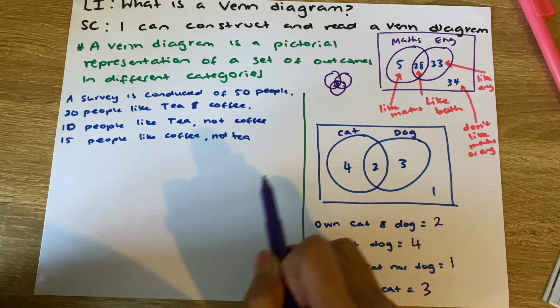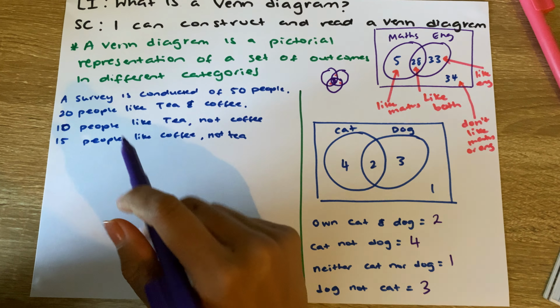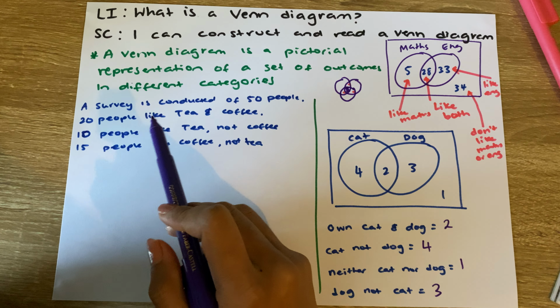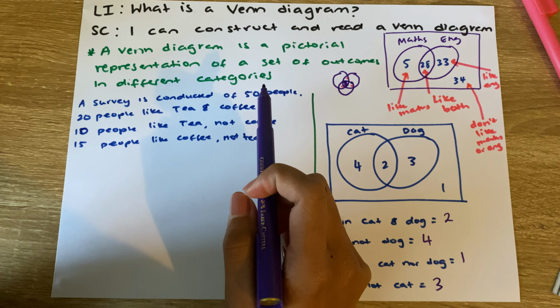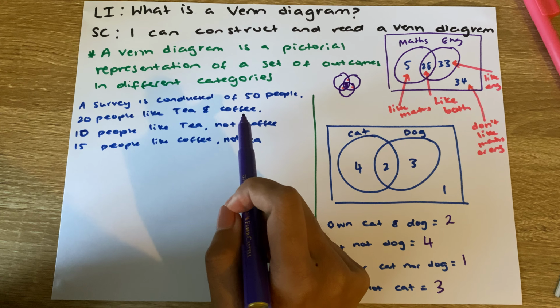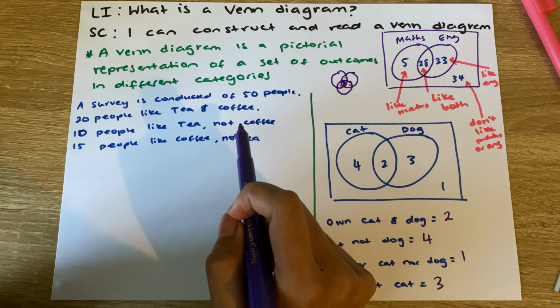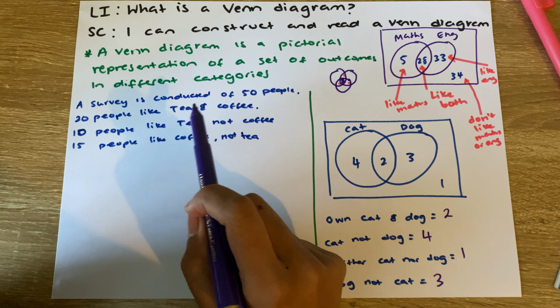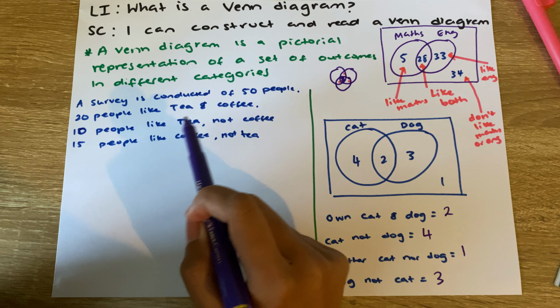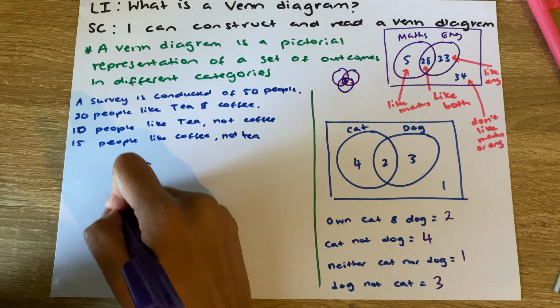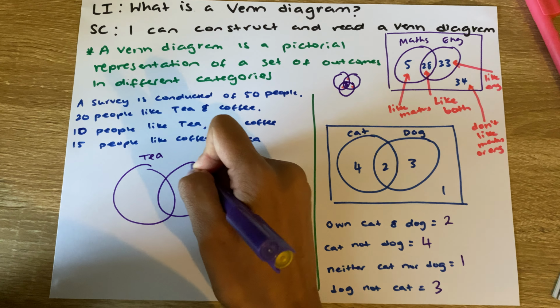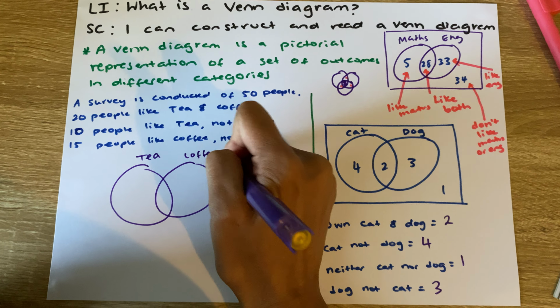Okay, in terms of drawing a Venn diagram from scratch, we can do it off of reading some information as well. So here I've got a survey is conducted of 50 people. 20 of them like tea and coffee, 10 of them like tea but not coffee, 15 people like coffee but not tea. So I can already tell that I've got 2 choices that we're talking about. We're talking about people that like tea. We're talking about people that like coffee.